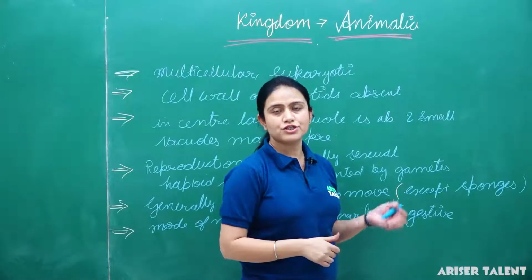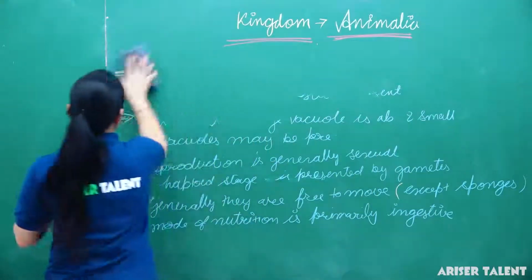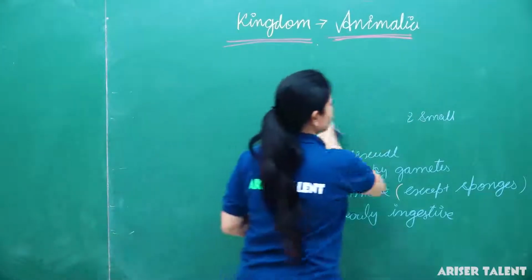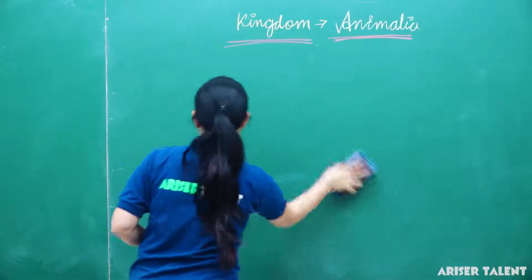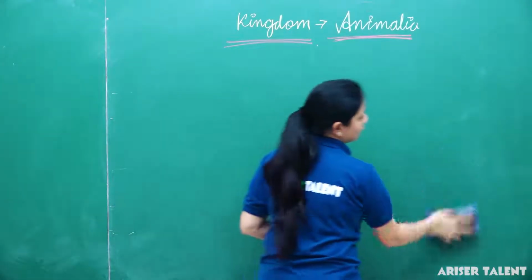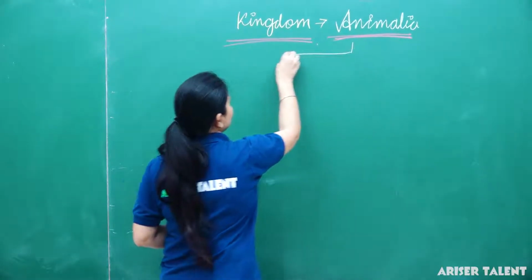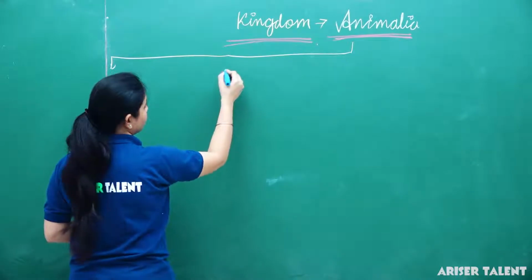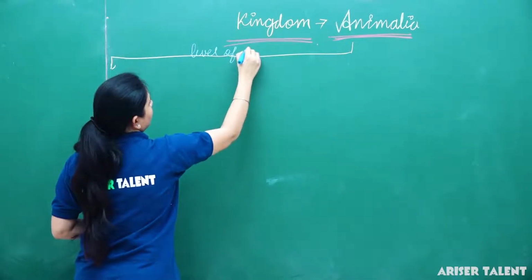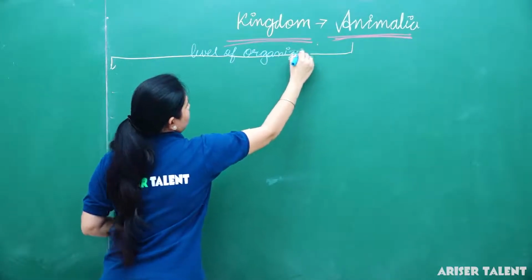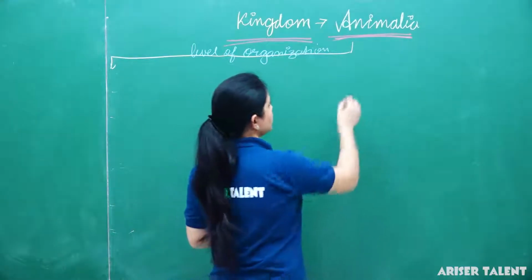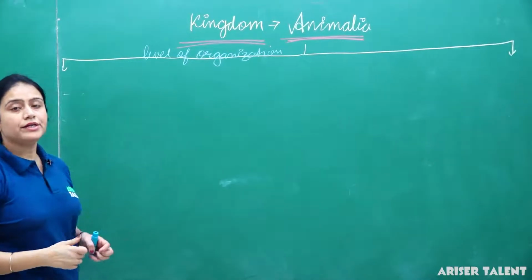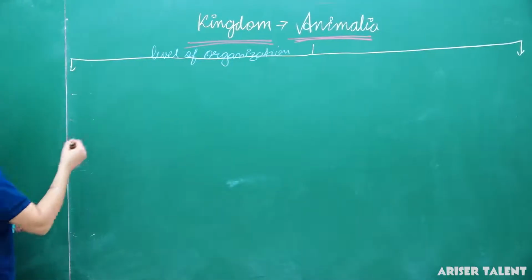Now, we will study about the classification of kingdom Animalia. If we talk about the classification of Animalia, then on the basis of level of organization of animal body, it is divided into two categories. If the animal body is made up of free cells, if it has loose cells, then it is called cellular.